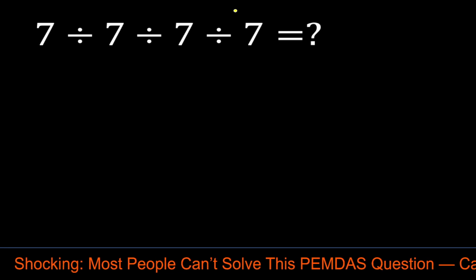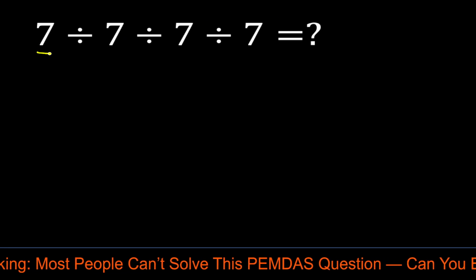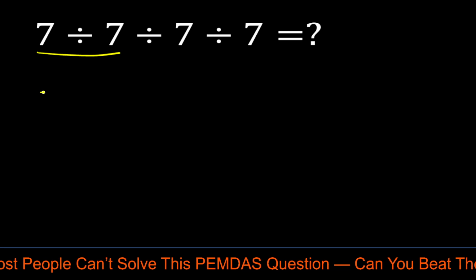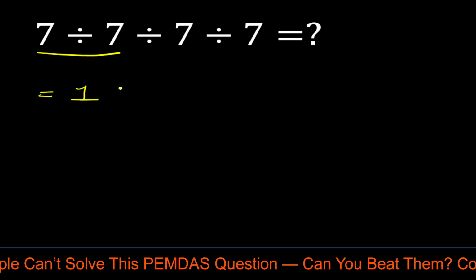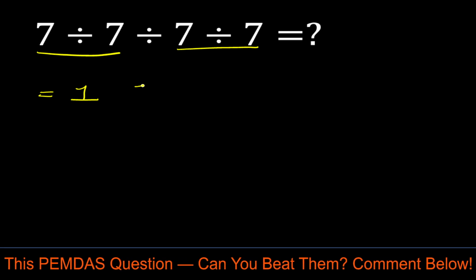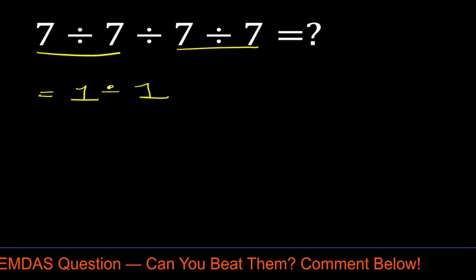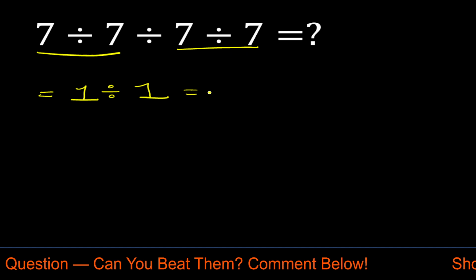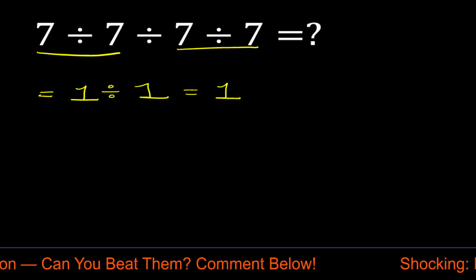So most people solve this question like 7 divided by 7. So 7 divided by 7 is equal to 1, right? Then again 7 divided by 7. So 7 divided by 7 is equal to also 1. Now 1 divided by 1. So 1 divided by 1 is equal to 1, right?